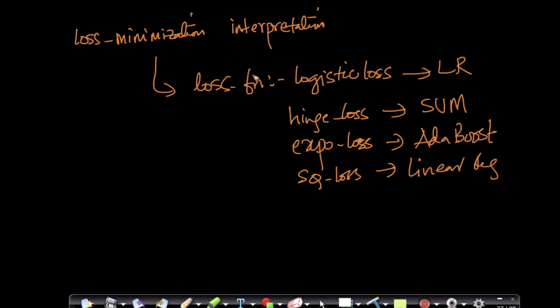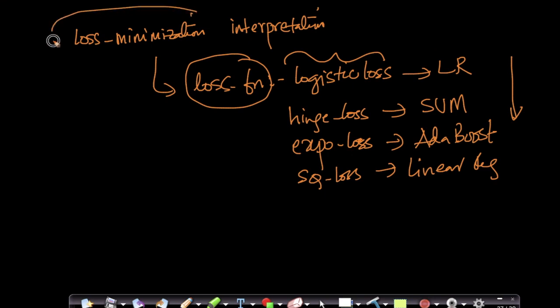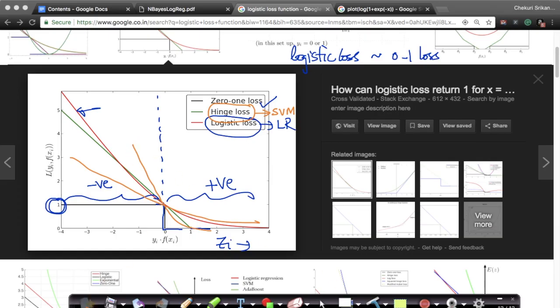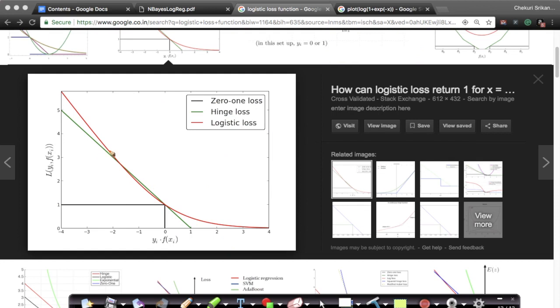So by just changing the form of the loss function, you can learn multiple algorithms in machine learning. That's what I like about the loss minimization interpretation, because it very gracefully connects various algorithms by putting them into one diagram. If there is one diagram that connects multiple algorithms in machine learning, it will be the loss function diagram. In this single diagram, you can get many, many models.